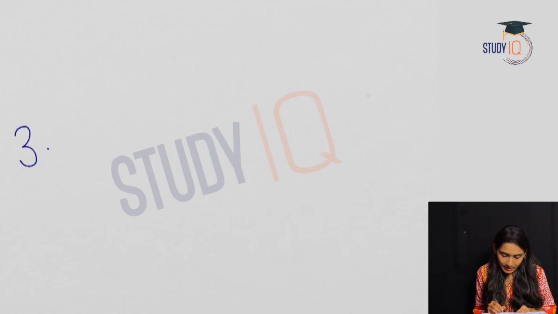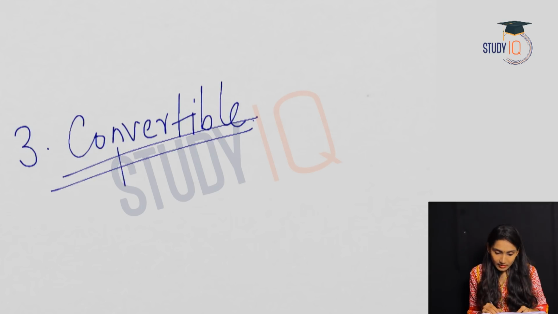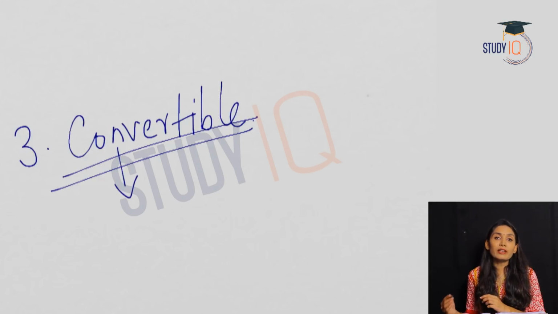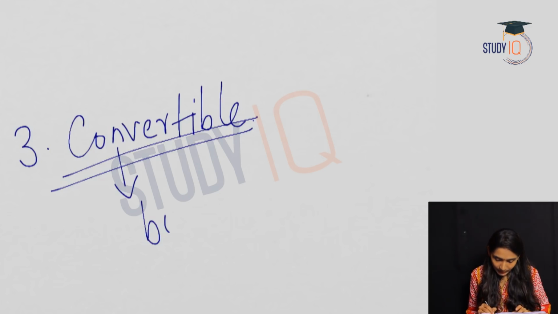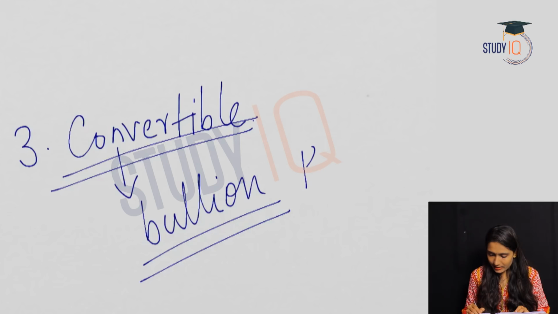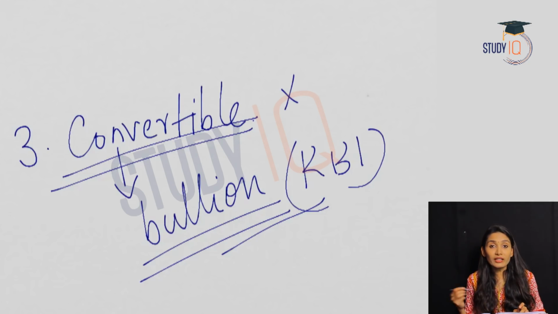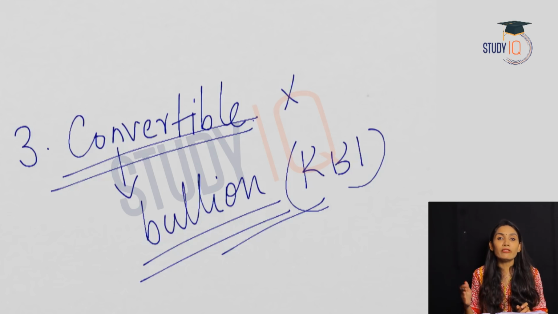Third type of money is convertible money or non-convertible money. Convertible money means money that can be converted into an equivalent value of bullion by the issuing authority. The issuing authority is the RBI in the case of India. The opposite of this is non-convertible money, which cannot be converted into an equivalent value of bullion.